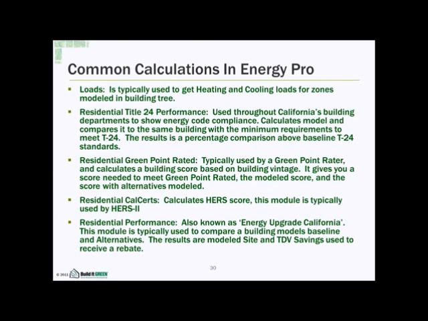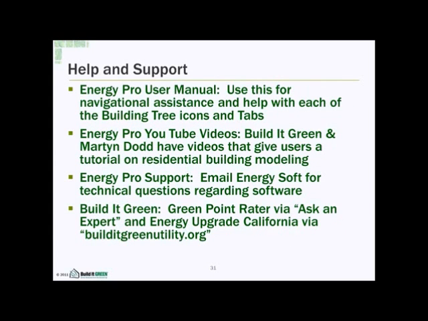The residential performance module, I didn't include the non-residential performance module, but they're both the same, also known as Energy Upgrade California. So these modules are typically used to model a baseline for your building, along with the alternatives or improvements. And you get a site or TDV savings, and you use that to get your rebate based on that percentage.